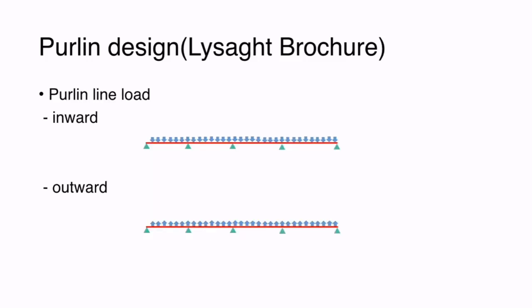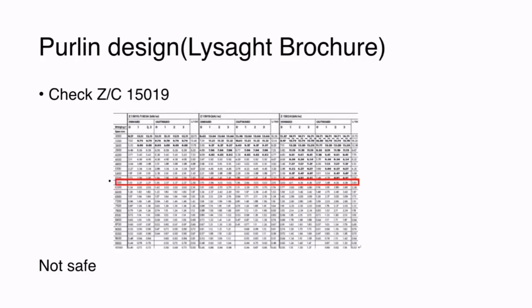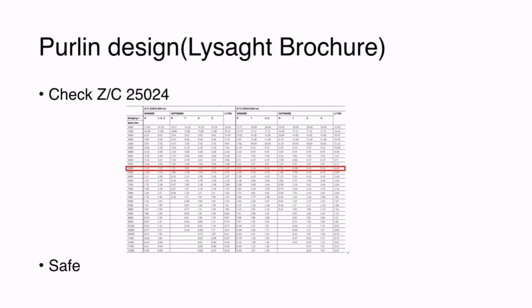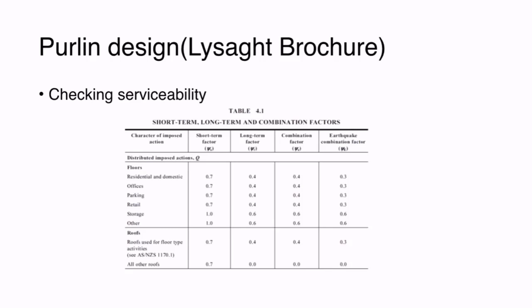There are 2 types of purlin line load. The first one is inward and another one is outward. And for wind we use table 4.1 of AS 1170.0. The load for maximum deflection is greater than the calculated result. The selected section is safe. And the last step is checking serviceability. It's also an indispensable step.